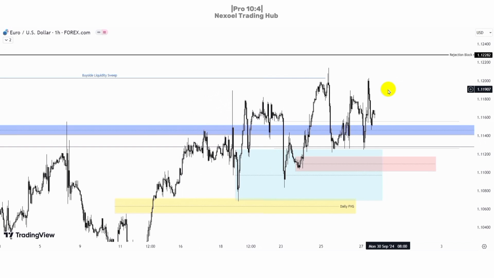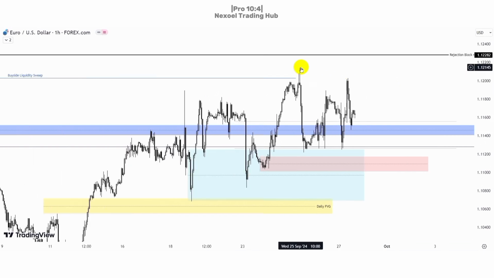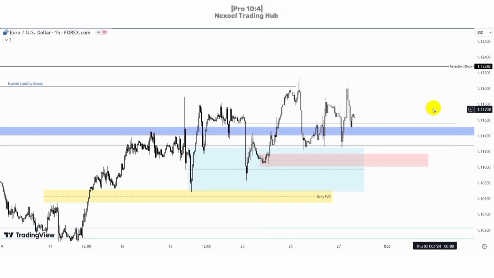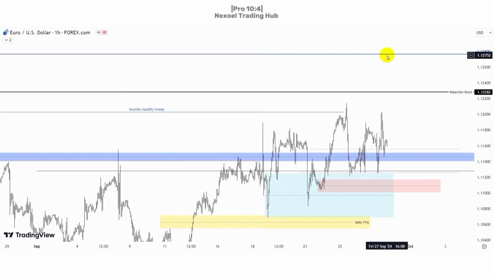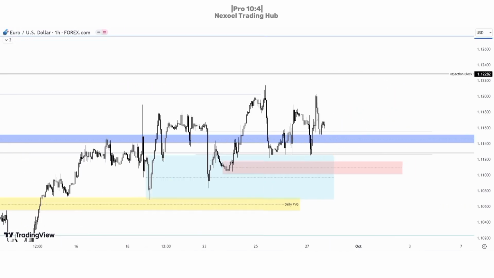So we're still expecting to see more push, price take out this buy side liquidity, reaction at the rejection block, and then we further frame more bullish if price is going to aim for the external buy side liquidity. So let's check out the GBPUSD pair.